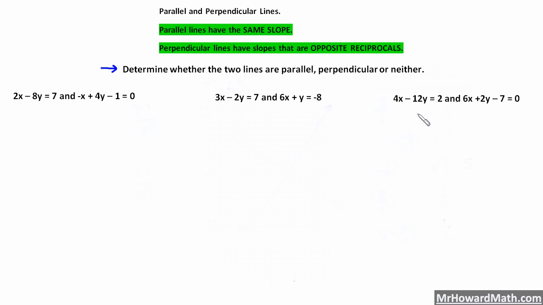Okay, so in the beginning of the video, what did we talk about? What is the key to parallel and perpendicular lines? It's the slope, right? The slope. The slope is the absolute key. That's how we determine if two lines are parallel, perpendicular, or neither.